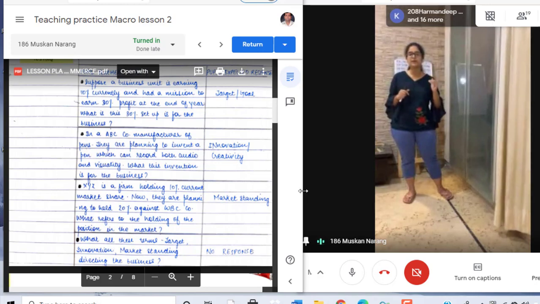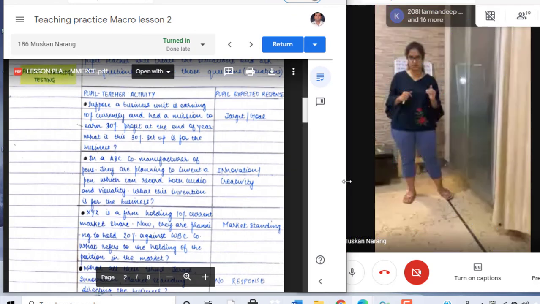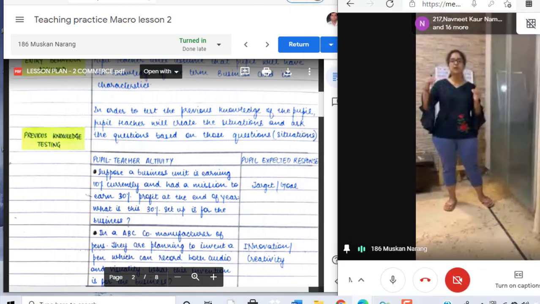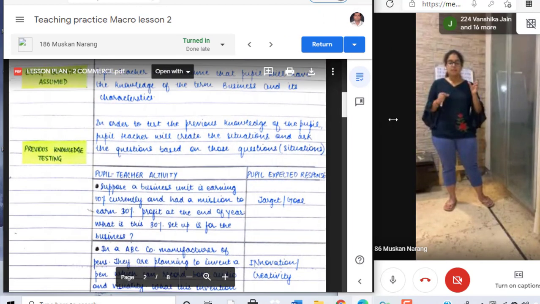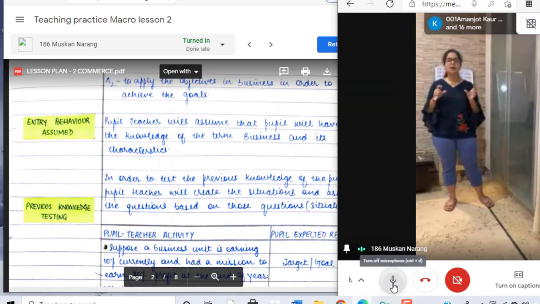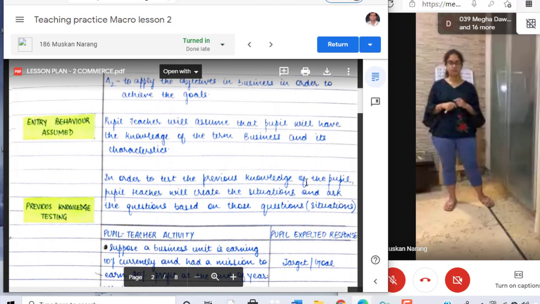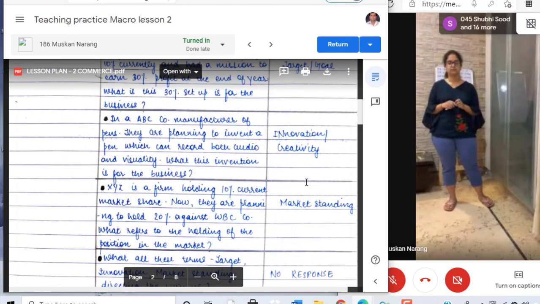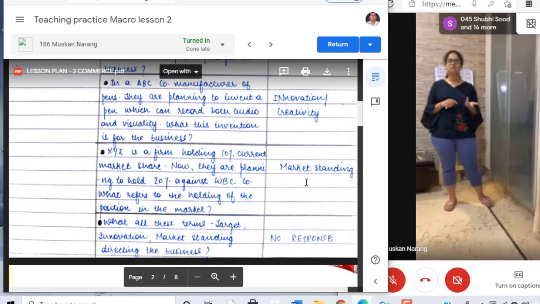Number 3 situation is, there is a company XYZ and they are holding a current market share of 10%. But again, they are planning to hold 20% of the market share against WBC company. What is this holding of the current market share against the competitor? Market position. Market position or market standing.